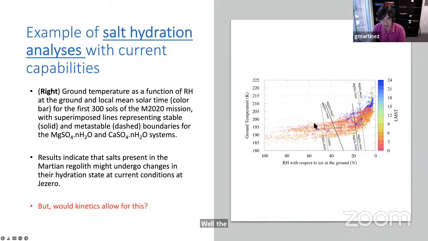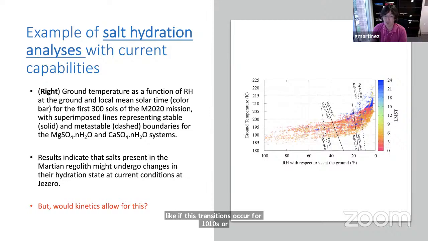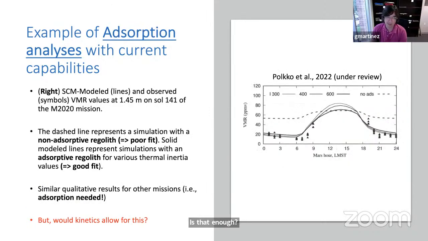The black lines represent stable and metastable boundaries for changes in the hydration state of certain salts. And what you can see here is that, based on our data, it seems that during the course of the day, these salts might undergo changes in their hydration state. It's possible, but once again, would kinetics allow for this? If these transitions occur for 10 seconds or 10 minutes, is that enough time? We don't really know.